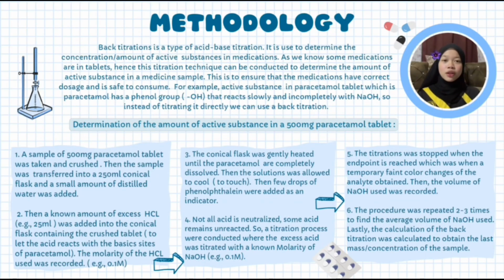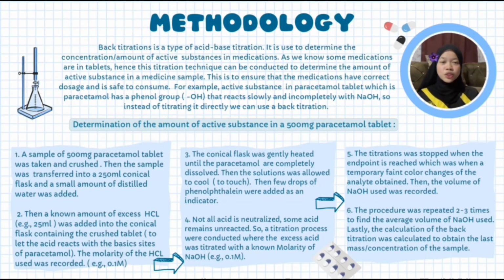First, a sample of 500 mg paracetamol tablet was taken and crushed. Then, the sample was transferred into a 250 ml conical flask and a small amount of distilled water was added. Then, a known amount of excess hydrochloric acid was added into the conical flask to let the hydrochloric acid react with the basic sites on the paracetamol. The molarity of the HCl used was recorded for further calculation.